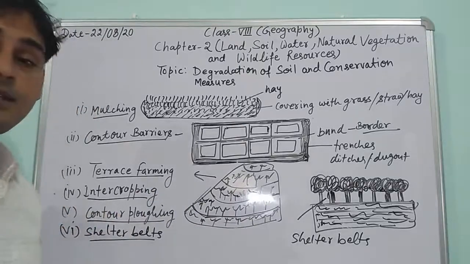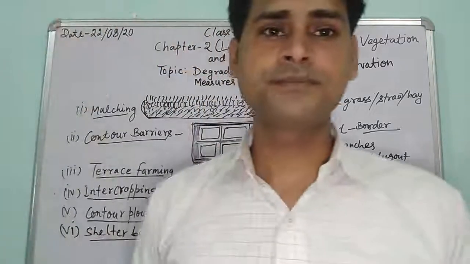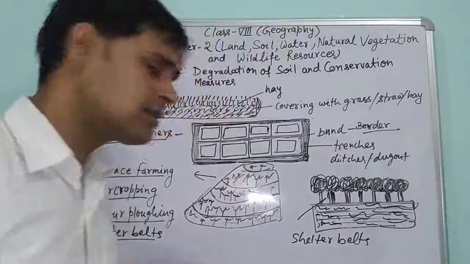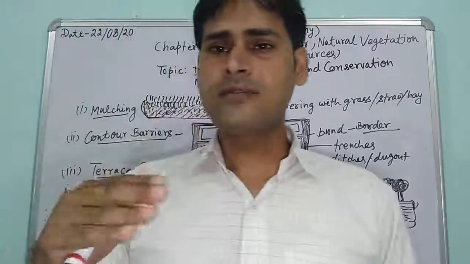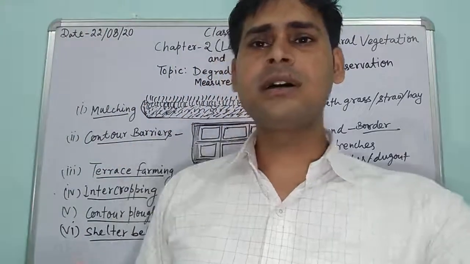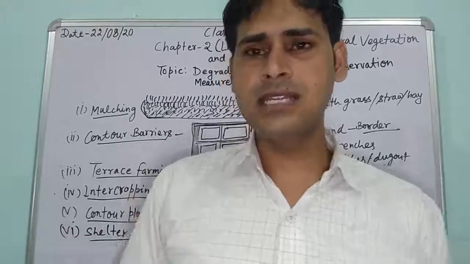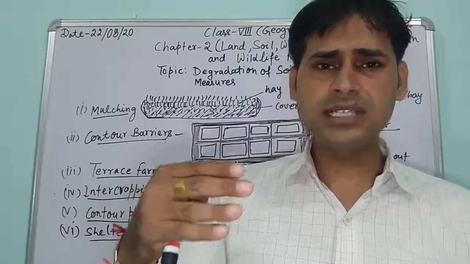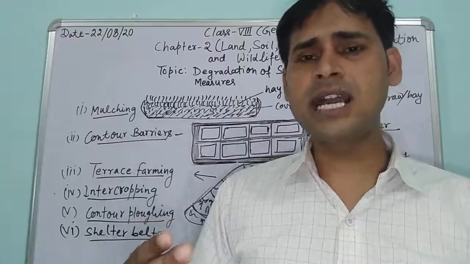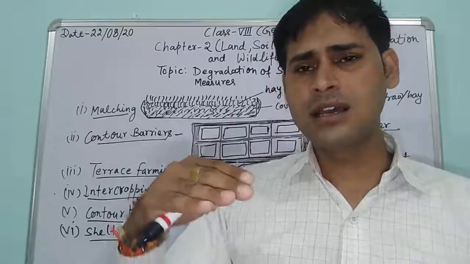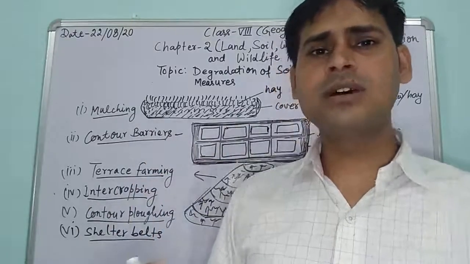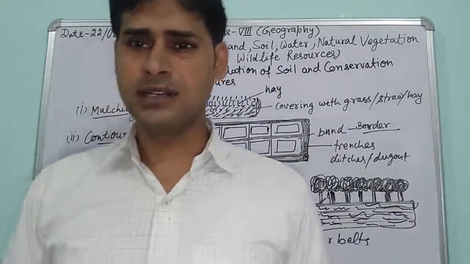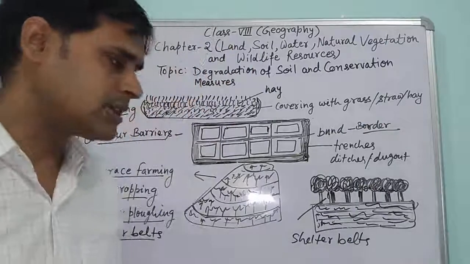Next is intercropping. What is intercropping? Intercropping means after one crop, changes are made in sowing the crop. You can say at different times different crops are sown, and alternative methods are adopted.